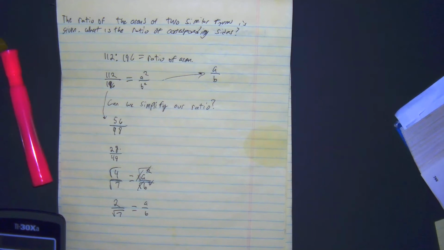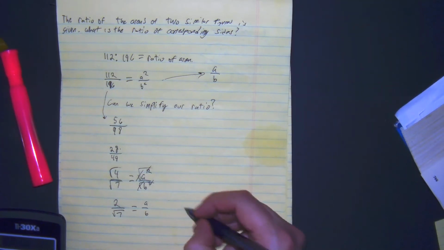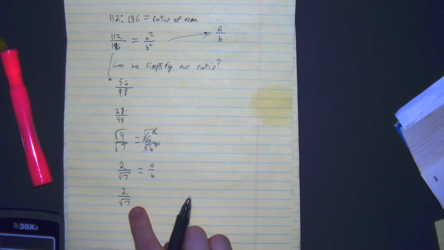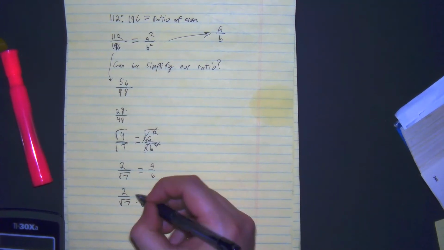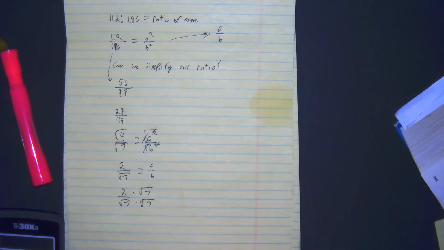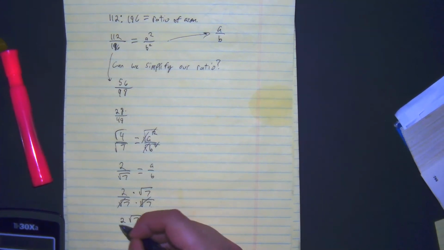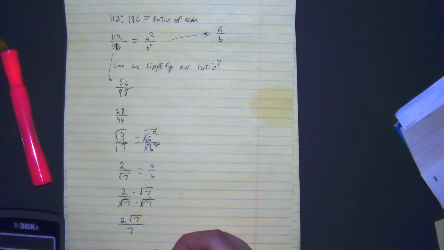This answer is fine in my opinion, but in this type of algebra, they want you to always rationalize the denominator. So when you rationalize it, it would look something like this. 2 over square root 7. We want to get that out of the denominator, so what would pair up with that 7? You would multiply this by square root 7, and then the top by square root 7. Square root 7 times square root 7 would get rid of these because the square root of 49 is 7. So our ratio would be 2 square root 7 over 7.